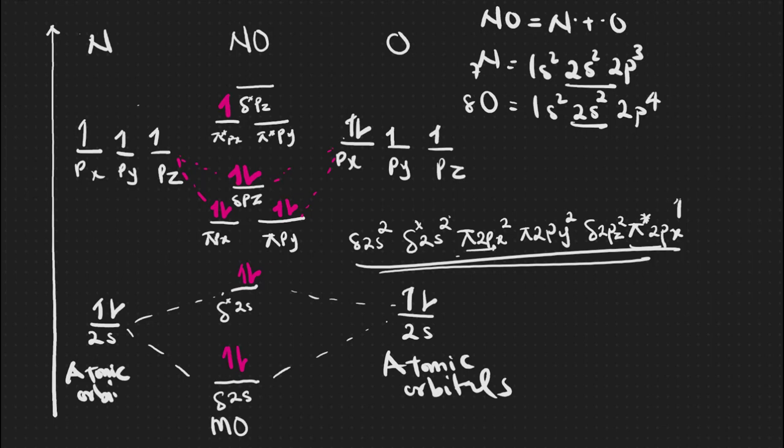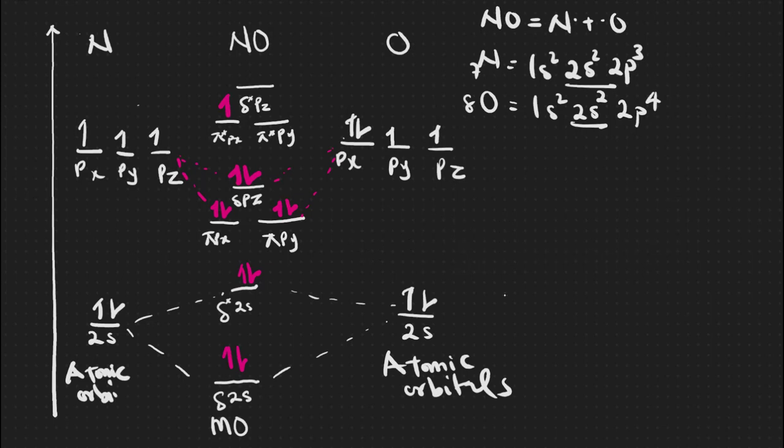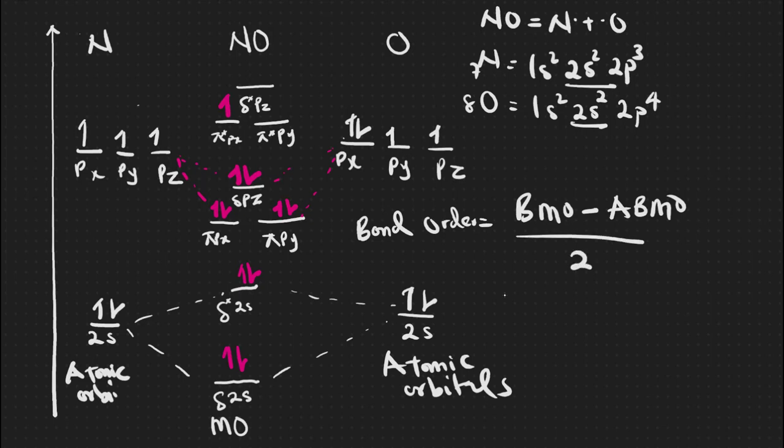So calculating the bond order now, as we said, bond order is given as bonding molecular orbital minus anti-bonding molecular orbital divided by 2. So now let's count the bonding molecular orbitals. We have this 1, 2, 3, 4. These are the 4 orbitals, and each of them has 2 electrons. So that's 8 electrons.